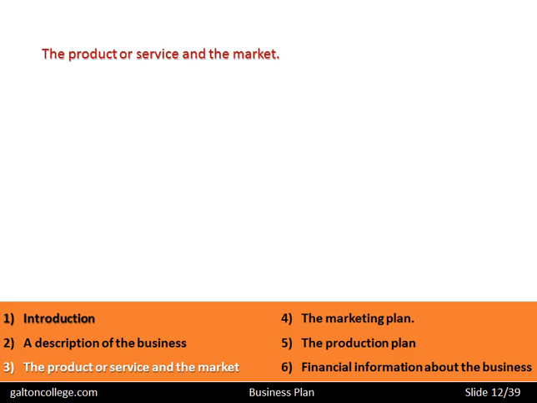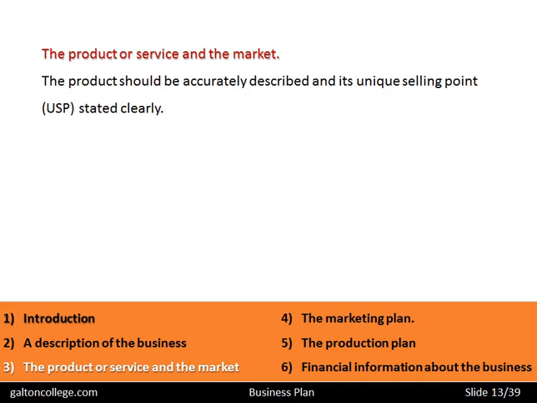The next is the product or service and the market. Well, the product should be accurately described, and its unique selling point, its USP, must be clearly stated. So what is the product? And what makes the product likely to succeed? What's its unique selling point? What is it about the product that customers will like and which will enable the business to succeed?